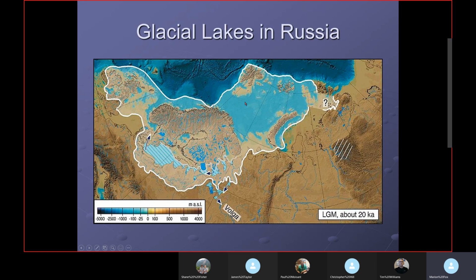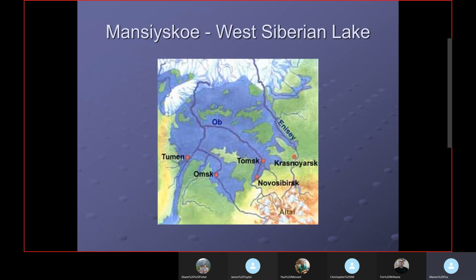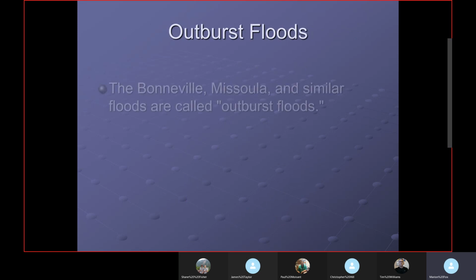But right here, this was a large lake, very, very large. And this is a large area here. Here's the Ob River, and this is in the West Siberian Lake. And again, we have ice dams due to the glaciers, and then the water builds up and melts and overflows, and could flow south as well.